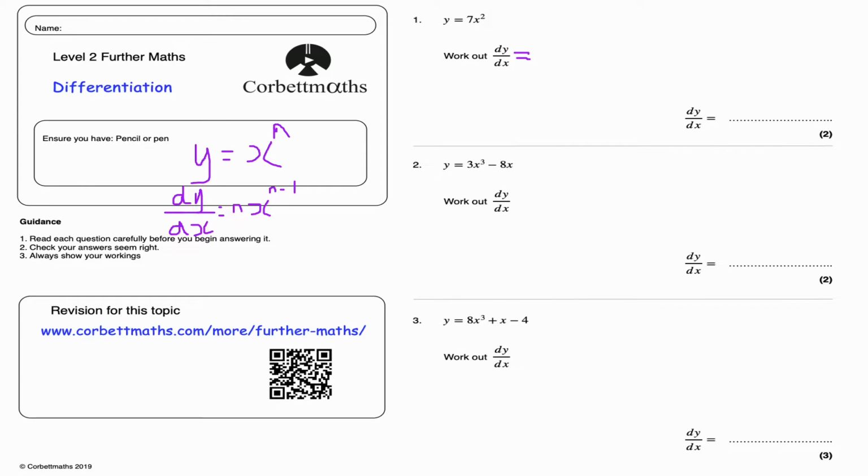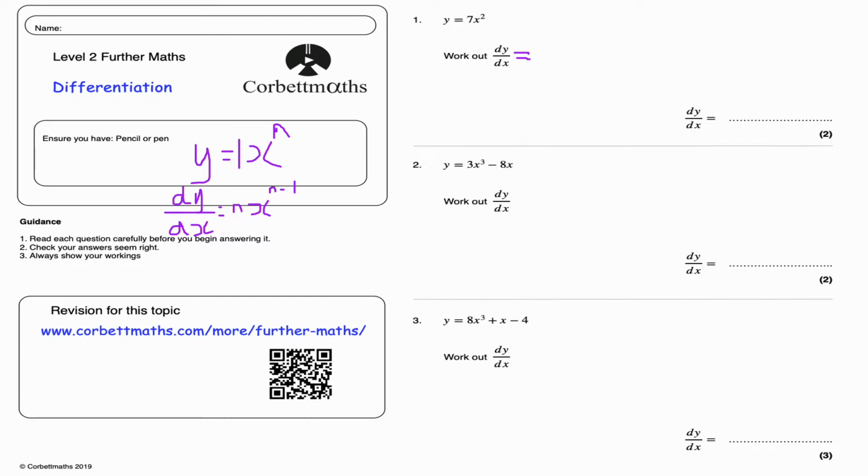So n is the number, and it comes down as a multiplier. Imagine I've got a 1 here, it's 1 times n, and then it's x to the n minus 1. So if n is 2, then it goes to 2x. If n is 3, then it goes to 3x squared. The power comes down as a multiplier, and then the power goes down by 1.